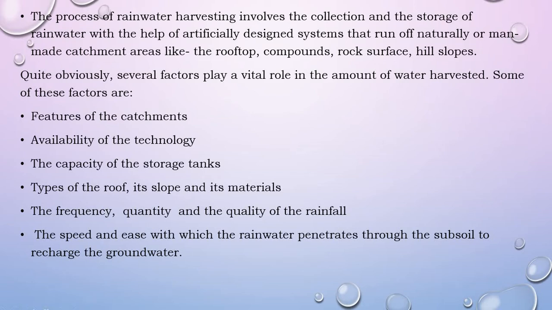The speed and ease with which rainwater penetrates through the subsoil to recharge the groundwater also affects the rainwater harvesting system. If the water penetrates faster through the soil, the underground water will be recharged and the rainwater harvesting system will be more effective. So these are all the different factors which affect the amount of water harvested.